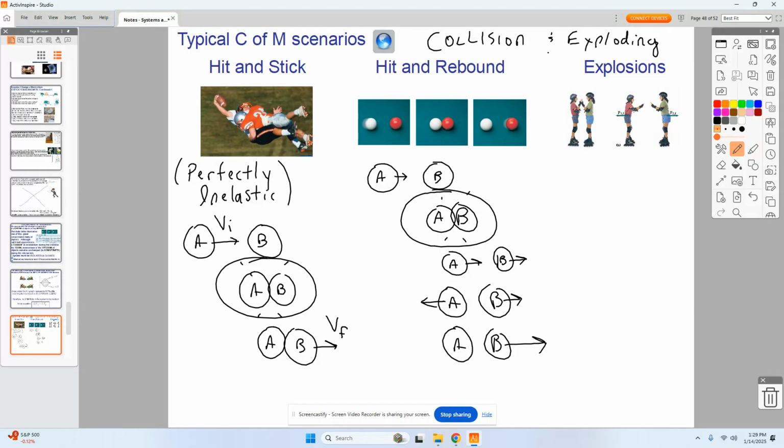Momentum conservation says regardless of what happens to A, B must basically cancel that impact because that momentum is conserved. So we can't describe those interactions really well.